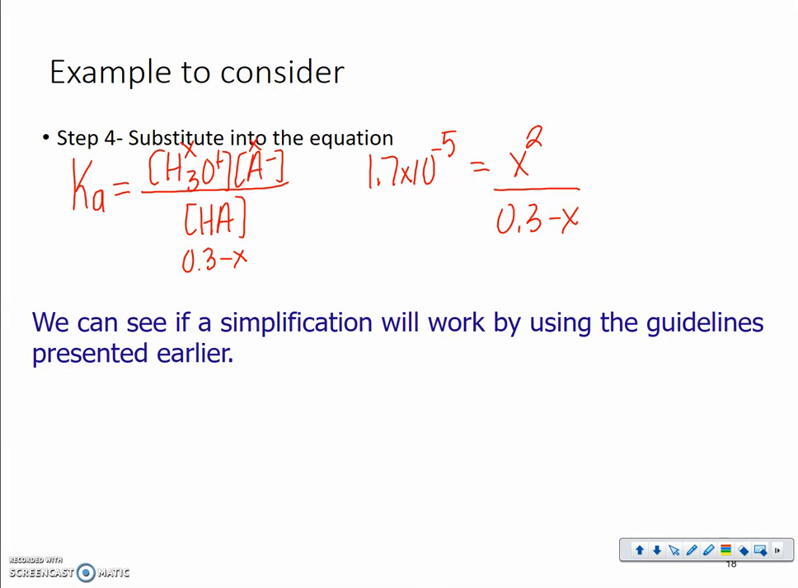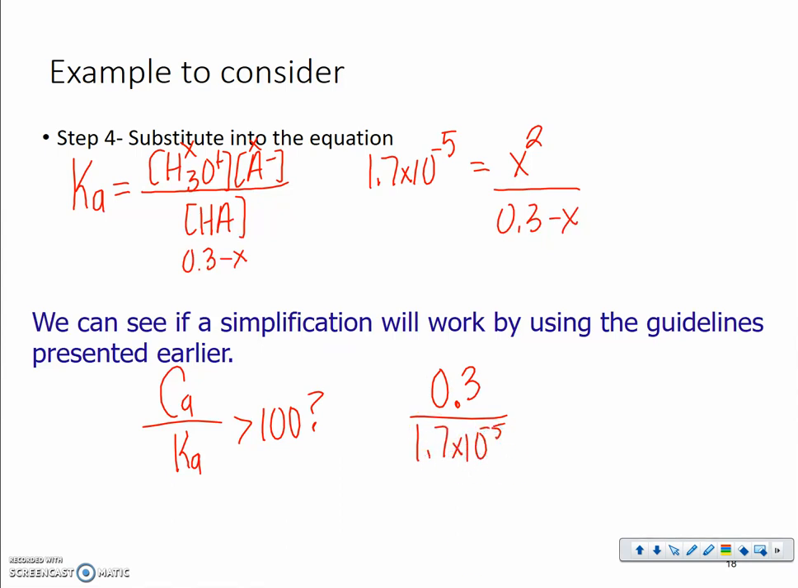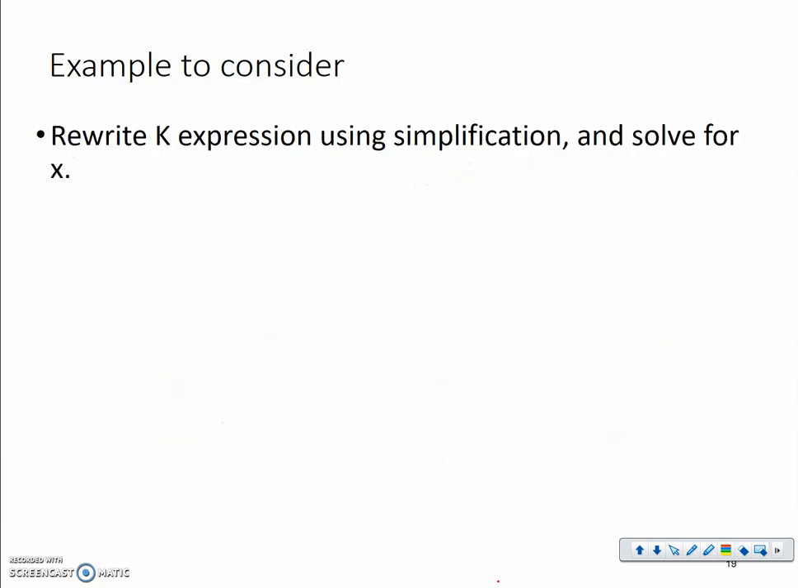Now, in order to solve this, you would have to use a quadratic. So what we want to see is if we can avoid that by doing a simplification. We want to see if Ca over Ka is greater than 100. Ca is our initial concentration of acid, Ka is also known. When we do that, we get about 17,000 roughly. So yes, it is greater than 100. That means we can ignore this minus x completely, because whatever x is, it's not going to change 0.3 to anything else.